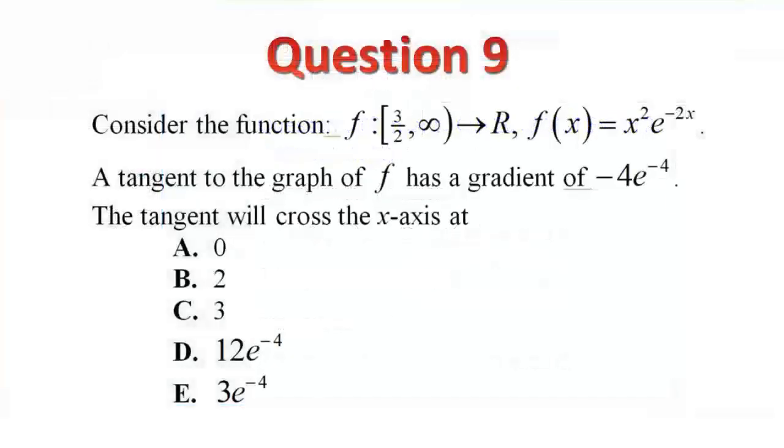Okay, question 9. So we've got this function, and a tangent to the graph of f has a gradient of -4 e to the minus 4. The tangent will cross the x-axis at. So the first thing, the tangent has a gradient of that. Now, the gradient of the tangent is given to us by the derivative. So I'm going to need the derivative equal to -4 e to the -4.